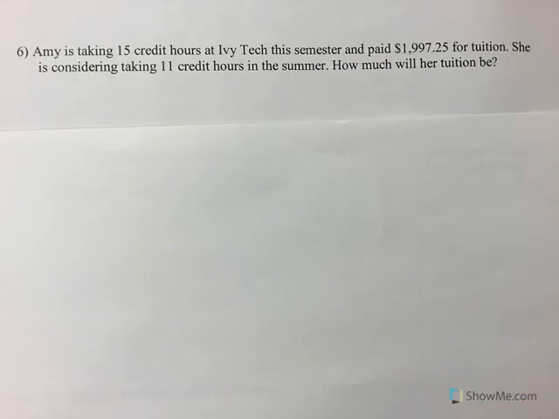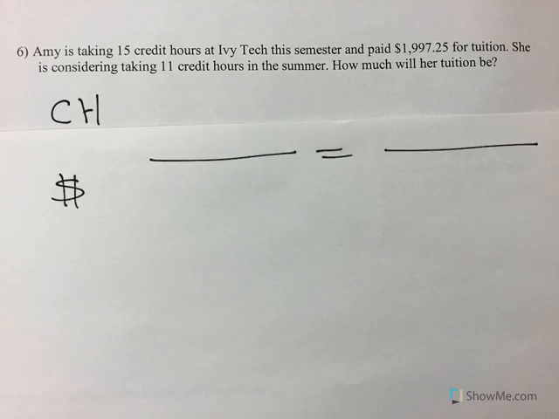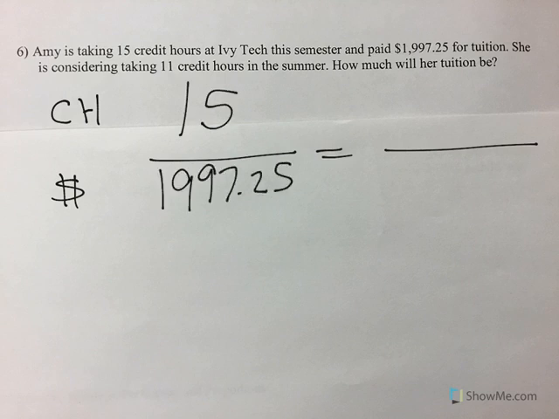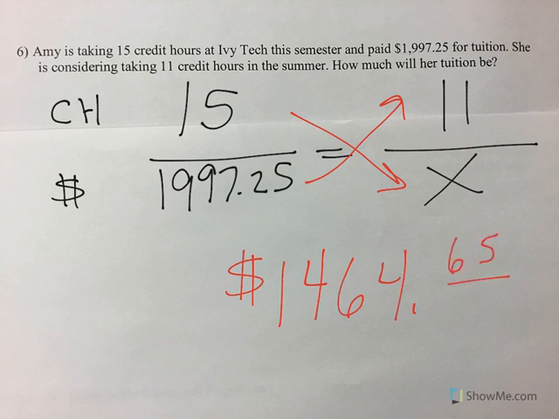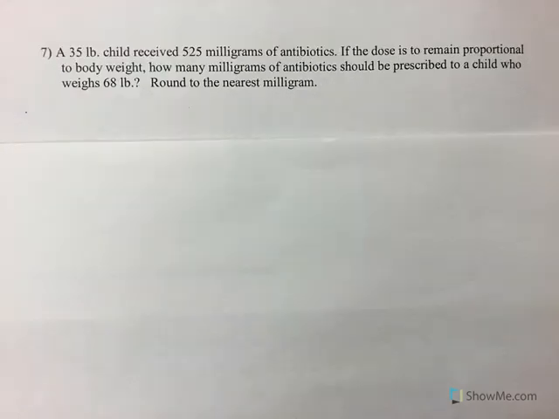Amy's taking 15 credit hours at Ivy Tech this summer and paid $1,997.25 for tuition. She's considering taking 11 credit hours this summer. What will her tuition be? We're talking about credit hours and we're talking about money. So this semester, 15 credits is $1,997.25. 11 credits would be how much? Cross multiply, divide. It doesn't say round to anything, so because it's money, we're just going to go to the nearest penny. Oops, that's not the right number. $1,464.65.